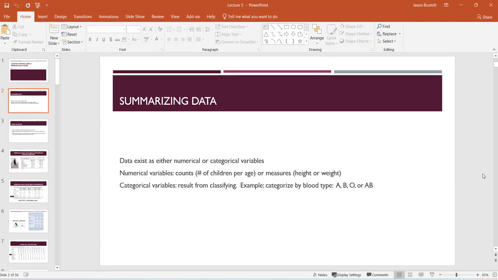Now, data exists either as numerical or categorical variables. Numerical variables are counts, like the number of children per age group, or different measures like height or weight. And then categorical variables result from classifying. So, for example, categorizing people by blood type. Do they have A, B, O, or AB?